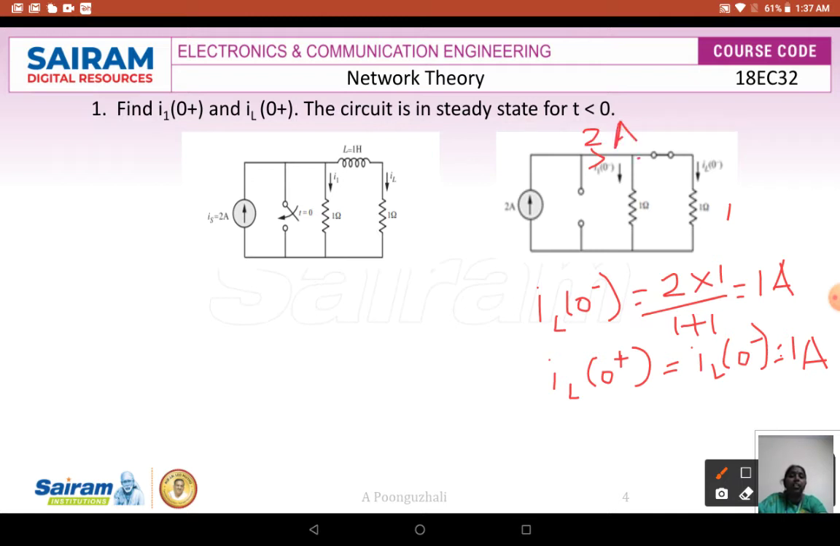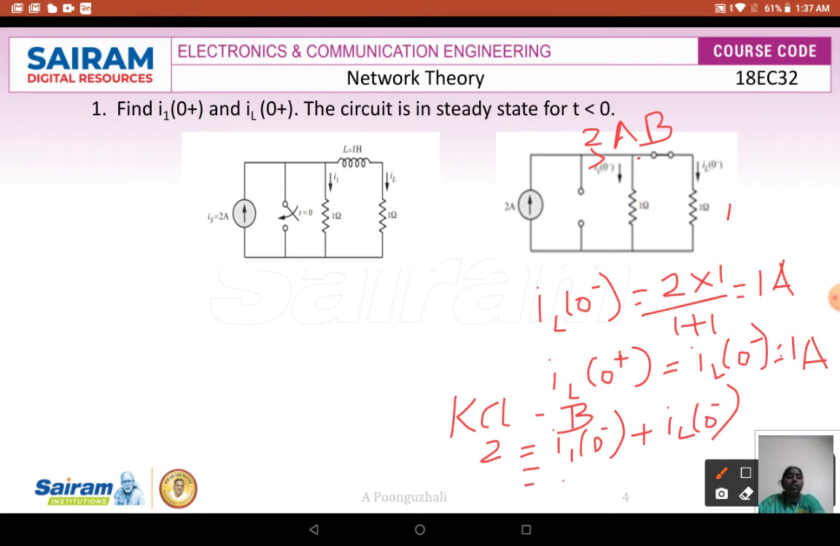Okay, so this is your node. If I take this as node B, the outgoing current is going to be IL of 0 plus. If I apply KCL at node B, the incoming current to this node, 2 amps, is equivalent to the outgoing current, I1 of 0 minus plus IL of 0 minus. We know that IL of 0 minus is 1, so it is 2 minus 1, which is 1. So I1 of 0 minus is 1 amps there.